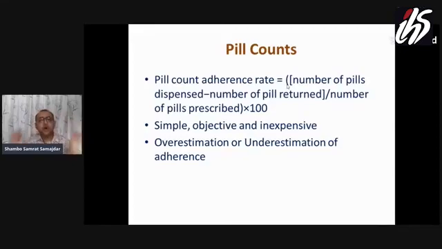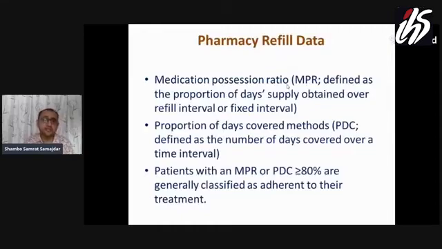So this is a simple, objective and inexpensive method to see the adherence. But sometimes it overestimates or underestimates the adherence. If I am not taking the drug, just taking the drugs out and the drug does not enter into my system, that causes some overestimation, and sometimes it may cause underestimation also, depending on how many pills I am returning. And it is sometimes difficult in our settings also. For patients who are coming from poor socioeconomic backgrounds, from villages, it is a little bit difficult and it also takes some time.